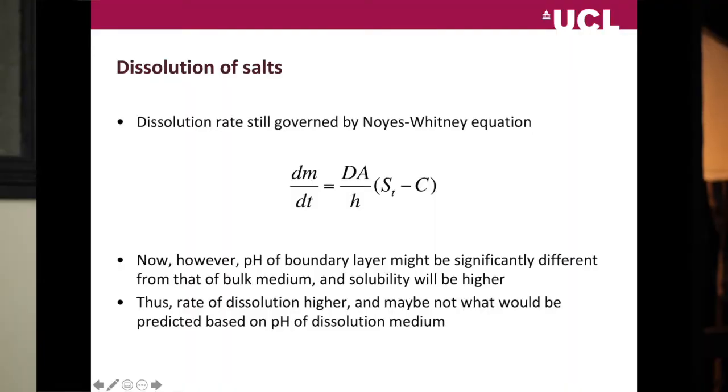Right, so with that, the last remaining topic is dissolution of salts. So on the screen in front of you is a classic dissolution equation. It is the Noyes-Whitney equation, which I hope you are familiar with. What it says is the rate of loss of mass of a material, so that's dm by dt, mass as a function of time, is equal to DA upon h (S minus C).